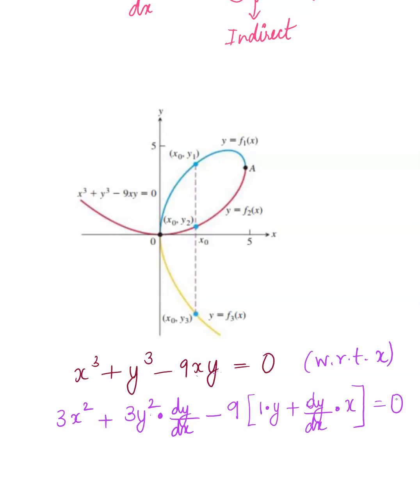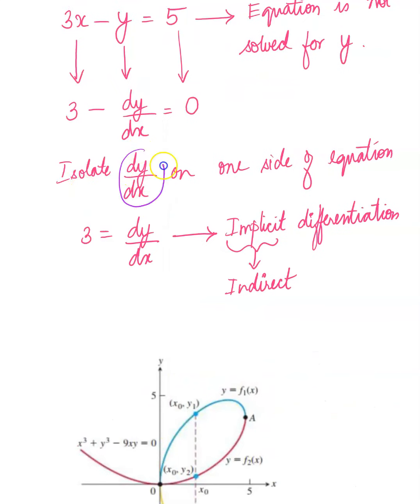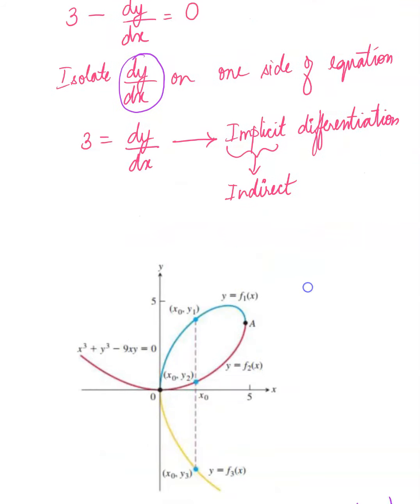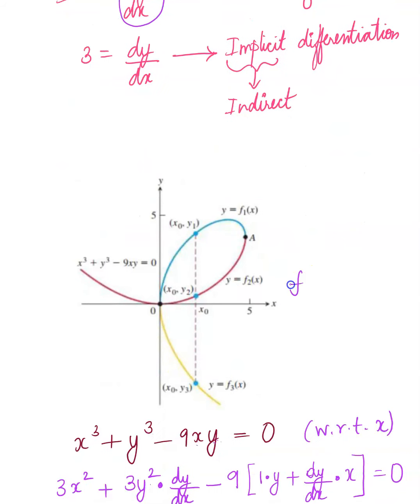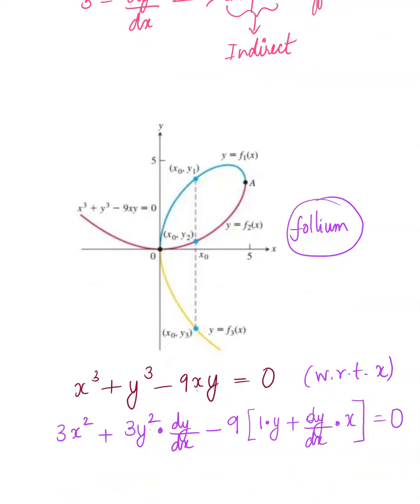So here we are again not trying to collect all the y's, but we are collecting all the dy over dx. If you come back here, we said isolate dy over dx because that's what we're trying to find. In the differentiation, we're interested in dy over dx. Okay. So this curve is actually known as the folium. That's the name for it. Looks like a leaf, right? Like a flower. So this folium was actually figured out by Descartes.